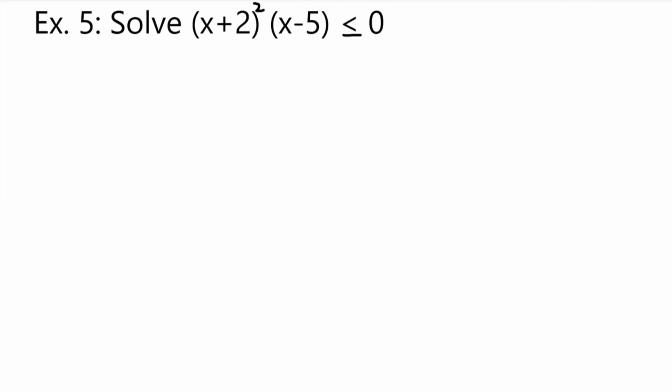So x plus 2 squared, let's write it out all the way, right? That's x plus 2 times x plus 2 times x minus 5. Now, it wants to know for what intervals is f of x now going to be less than or equal to 0.